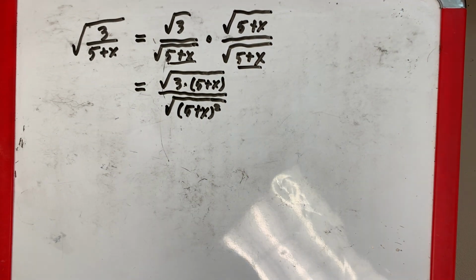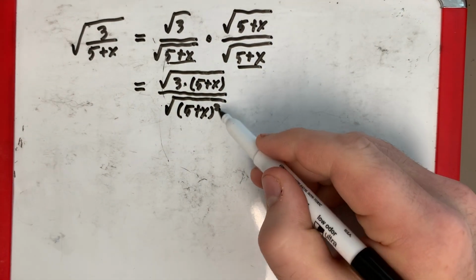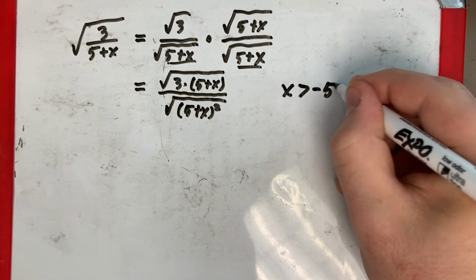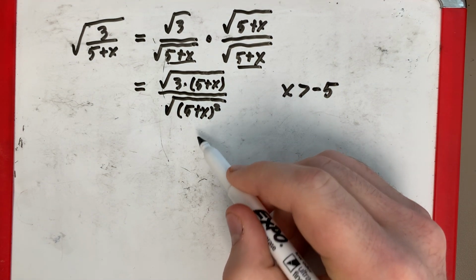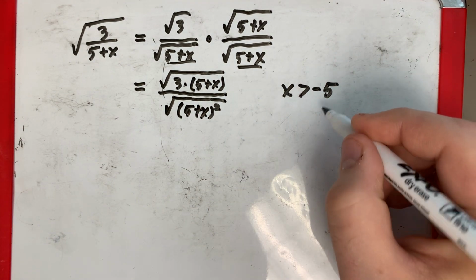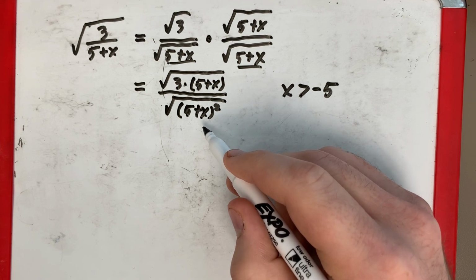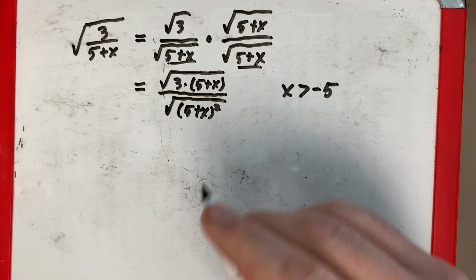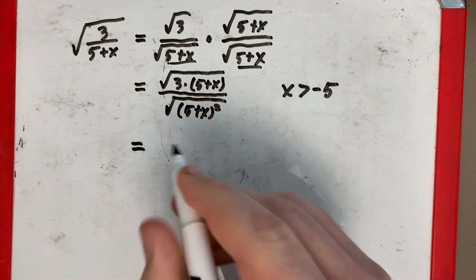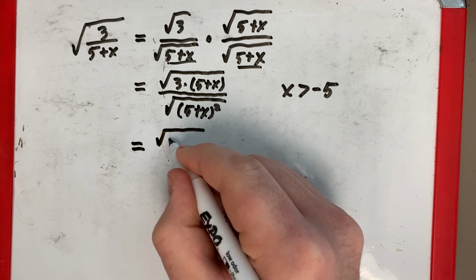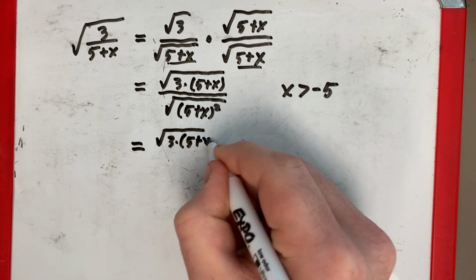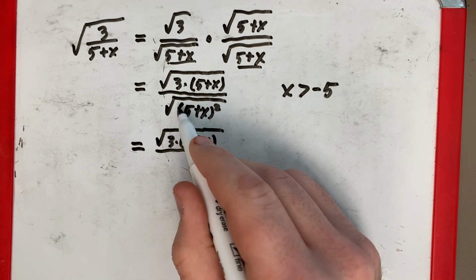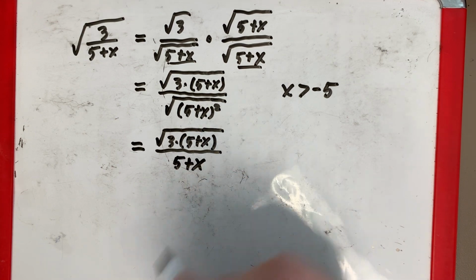Now notice I have a square root of a square in the denominator, and I also specified that x is going to be greater than minus 5. So I don't have to worry about 5 plus x being less than 0, or it being 0 at all. So I can cancel this out and not have to worry about putting absolute value bars on this. I'm going to have the same expression here, 3 times 5 plus x, over, well, I'm going to cancel the power and the radical, so this gives me 5 plus x.